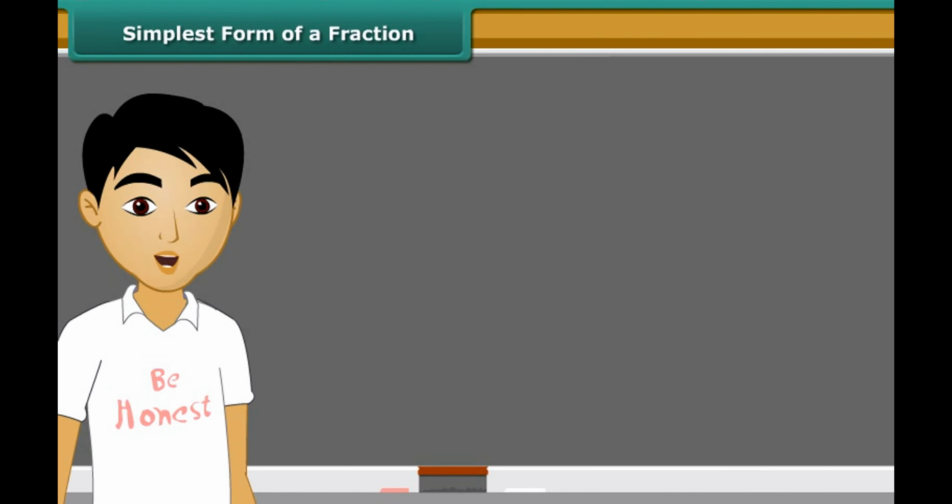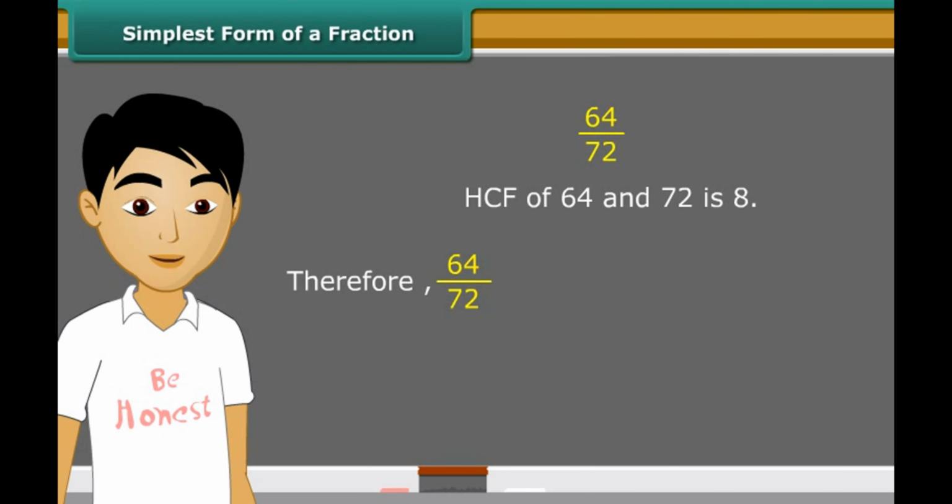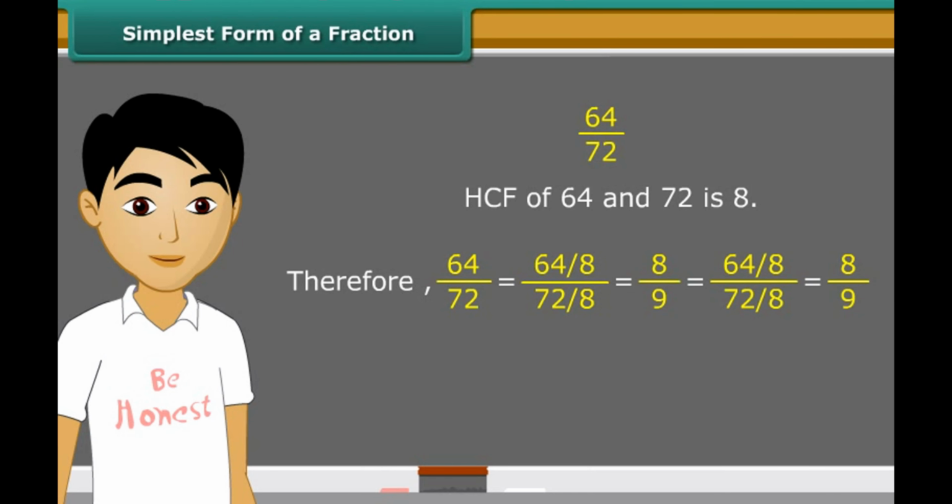64/72. Students, the second method to find the equivalent fraction in the simplest form is to find the HCF of the numerator and denominator and then divide both of them by the HCF. Consider fraction 64/72. The HCF of 64 and 72 is 8. We get new fraction 8/9 on dividing the numerator and denominator both by HCF.